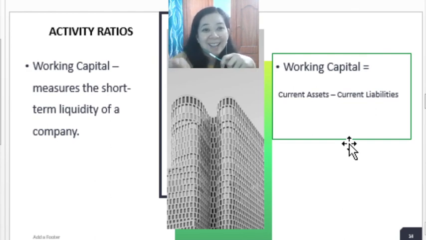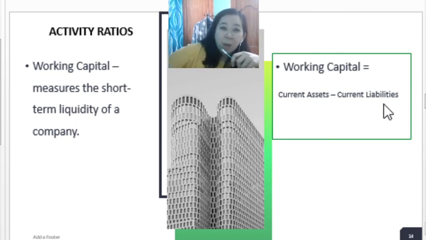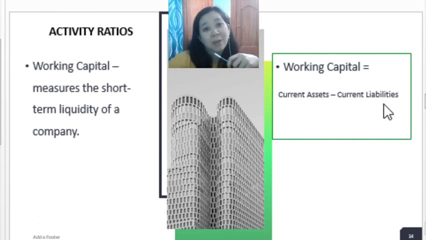In equity, we consider total assets, meaning total current plus non-current assets, as well as your liabilities. But for working capital, we focus only on the current assets and current liabilities. This is just to determine if we have an excess of current assets over current liabilities, so that the company is able to pay its obligations when they fall due, that is, if they are liquid. This is the purpose of working capital. So that's all under activity ratios.